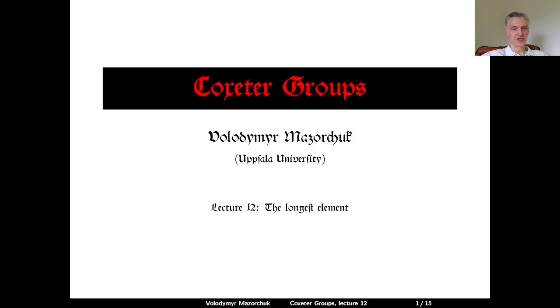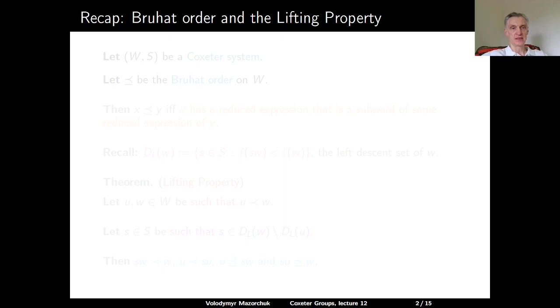Coxeter Groups, Lecture 12, the longest element. Let us recall the Bruhat order on Coxeter groups and the lifting property.